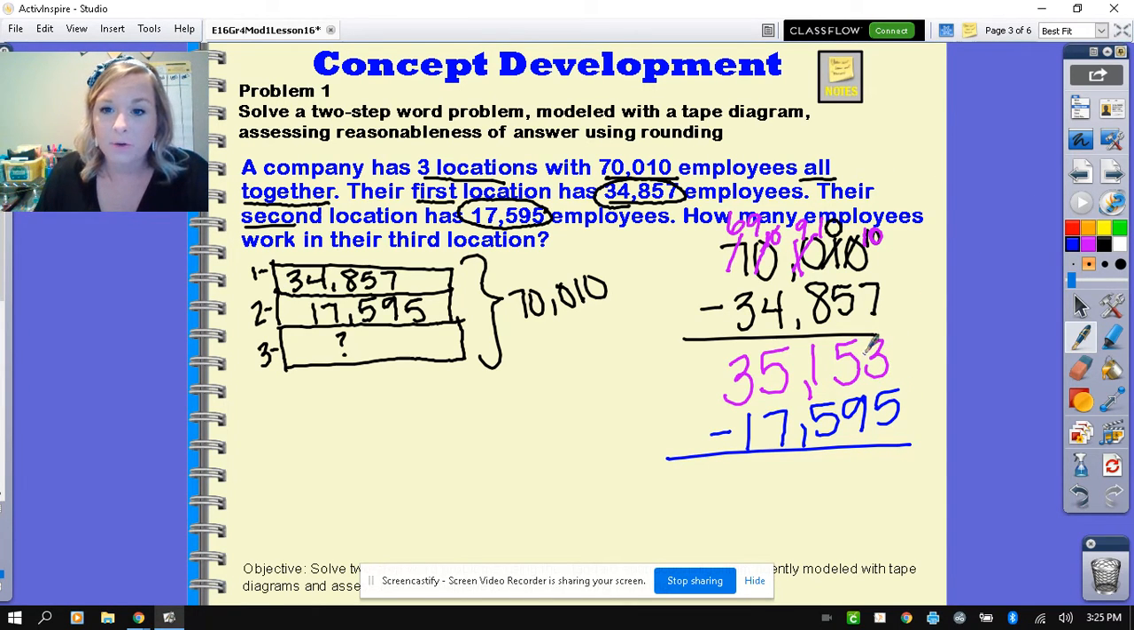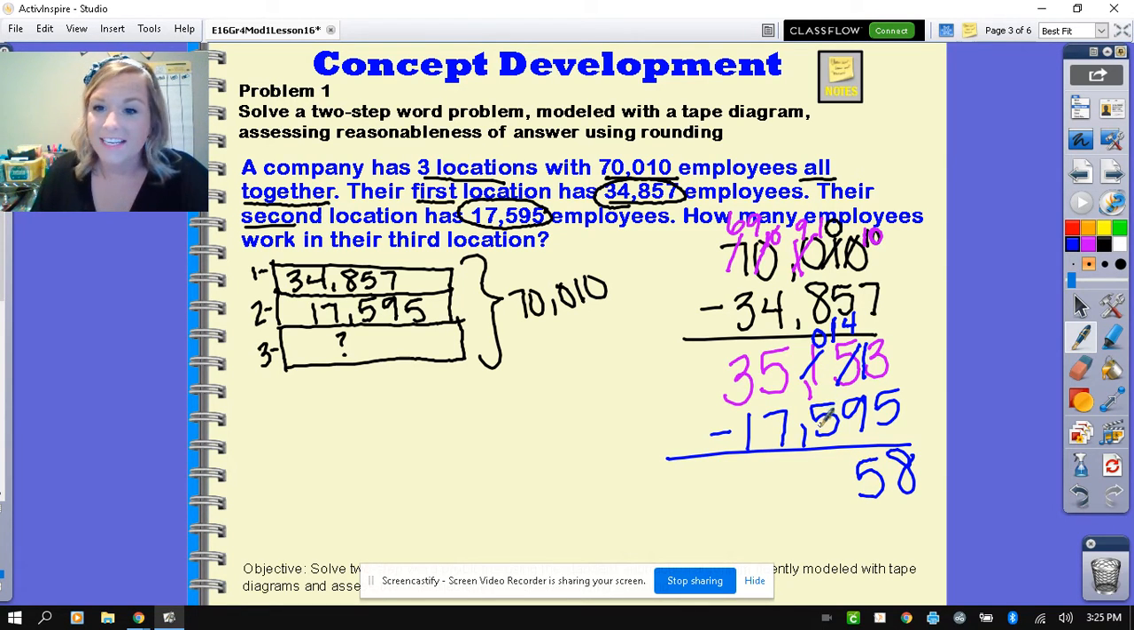My big number's on the floor, so I'm going to go next door, turn this 5 into a 4, and this 3 into a 13. 13 minus 5, 13, 12, 11, 10, 9, 8. Big number's on the floor again, so I'm going to go next door. This 1 turns into a 0, and this turns into a 14. 14 minus 9, and my tens place value becomes a 5.